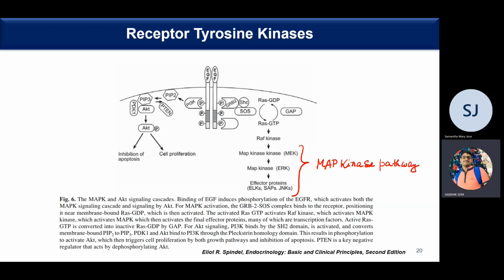So this activates the MAP kinase pathway, and it also activates PI3K, which activates another pathway, which is the PIP2 to PIP3 pathway. So all of this basically activates cell growth, MAP kinase pathway, and this is about the receptor tyrosine kinase pathway.